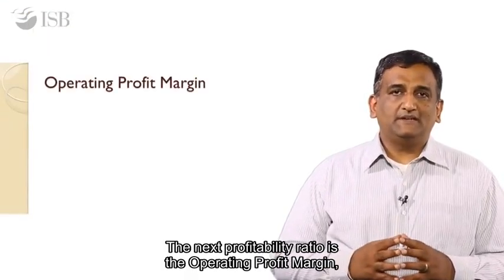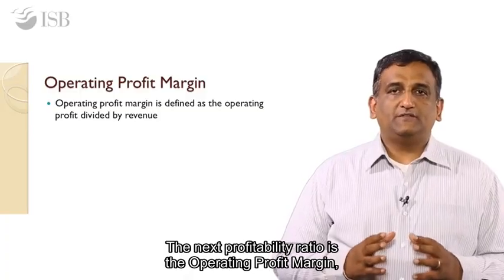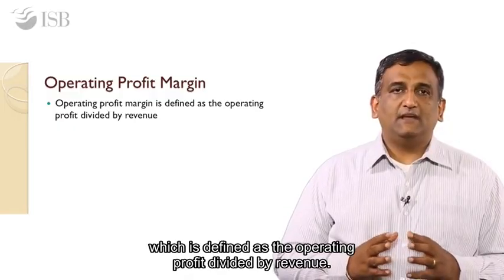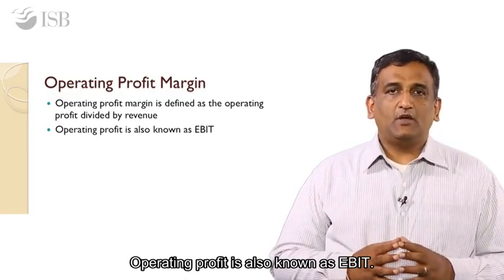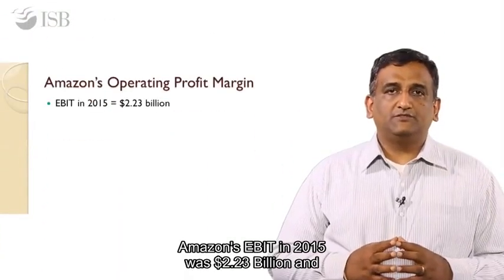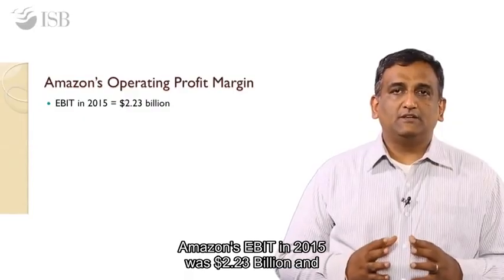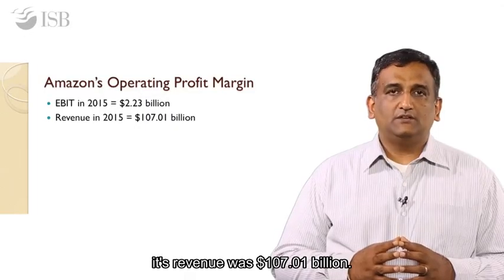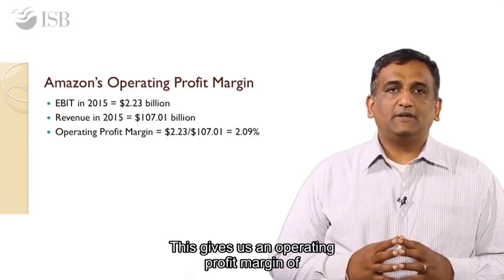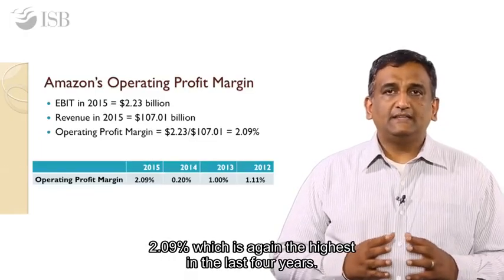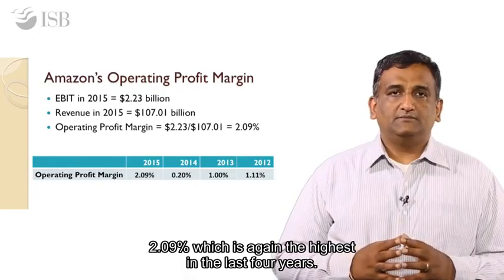The next profitability ratio is the operating profit margin, which is defined as the operating profit divided by revenue. Operating profit is also known as EBIT. Amazon's EBIT in 2015 was $2.23 billion and its revenue was $107.01 billion. This gives us an operating profit margin of 2.09%, which is again the highest in the last 4 years.